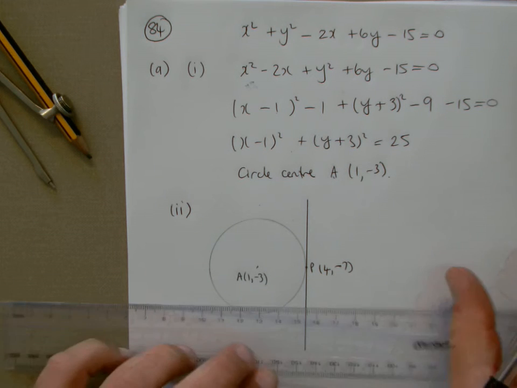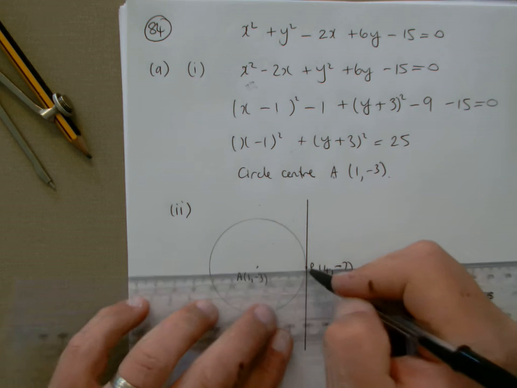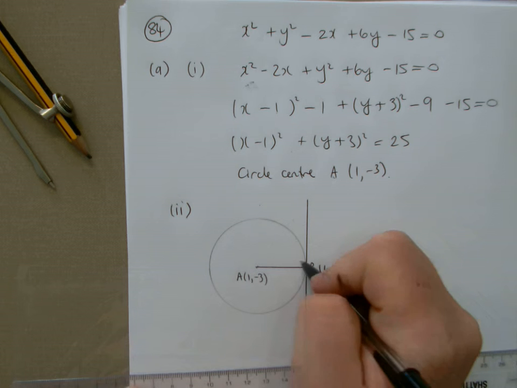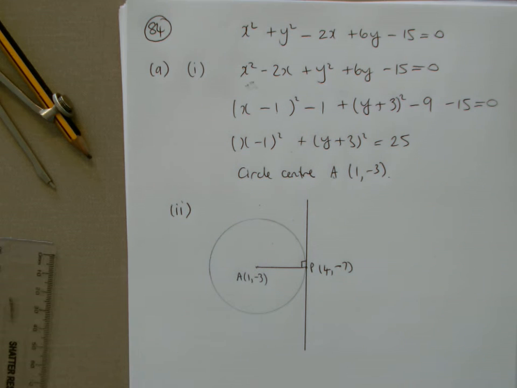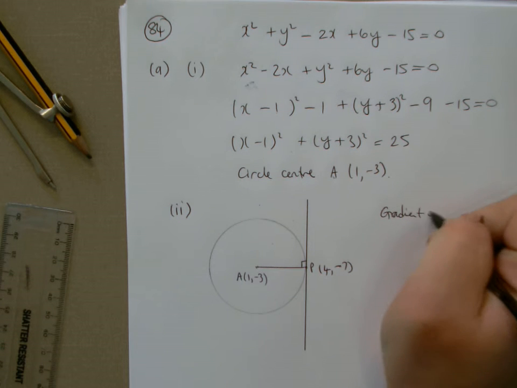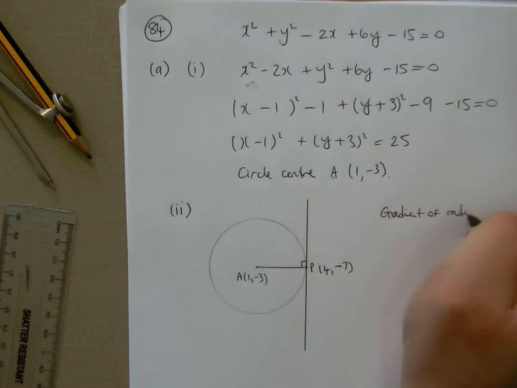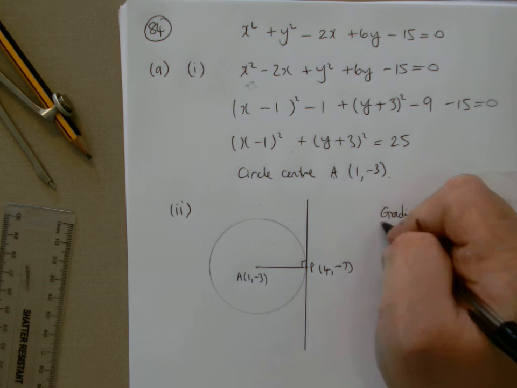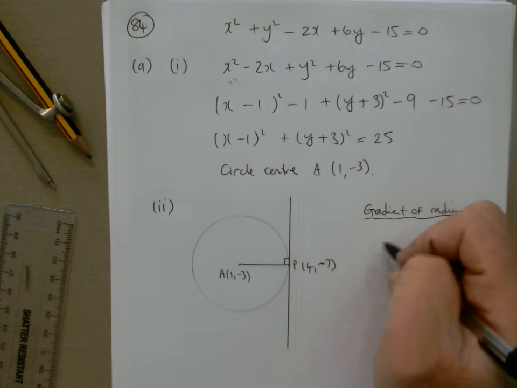To get the gradient of the tangent, I need to bring in this radius here and draw that in. And appreciate that the radius, of course, is perpendicular to the tangent. So if I can work out the gradient of the radius, knowing the gradient of the radius will help me get the gradient of the tangent because they're perpendicular.